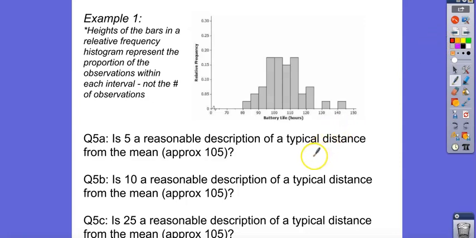Okay, now they want you to think about the standard deviation. They say, if we have the mean at 105, so here's 105, right here is my mean, is 5 a reasonable description of a typical distance from the mean? Well, a typical distance is a lot bigger than that. 5 only covers those other two bars. I would say no, it's too small.